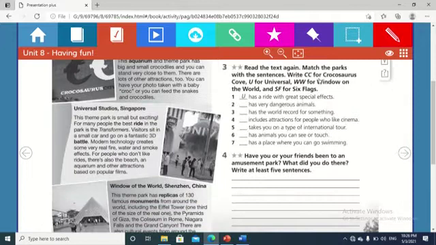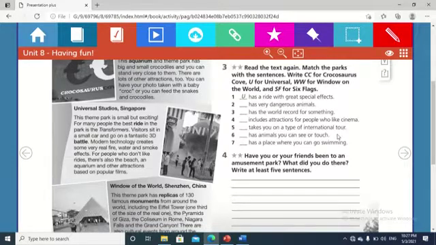Again, in number 3, read the text again, match the box with the sentences. Write CC, just the first letters for each one of the theme parks. Just write CC, U is for Universal, W, and SF, San Francisco. So just write the first letter. Where is this? It has a ride with great special effects. This is, of course, U, which is Universal. It's Universal Studios in Singapore.